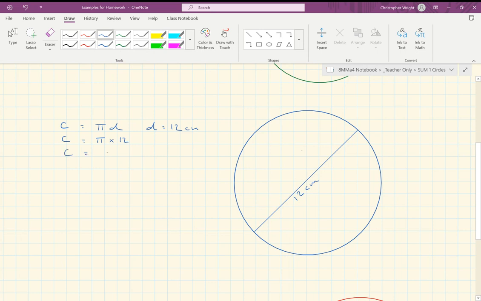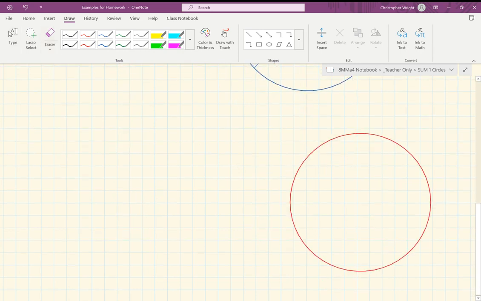So if I wanted to give the answer in terms of pi, I'd just write that the circumference is 12 pi centimeters. But if I'm going to give the answer to one decimal place, then on my calculator, I would have to do pi times 12, and that gives me 37.69, and so on. So one decimal place is going to be 37.7. Answer, 37.7 centimeters. So that's that one done.